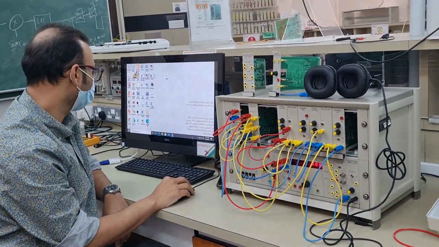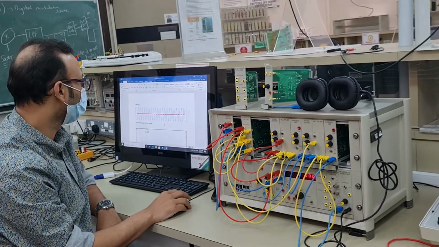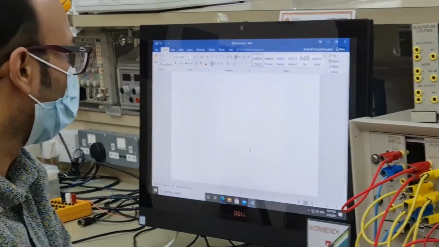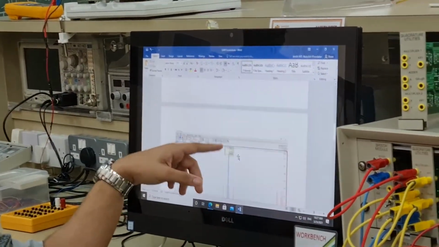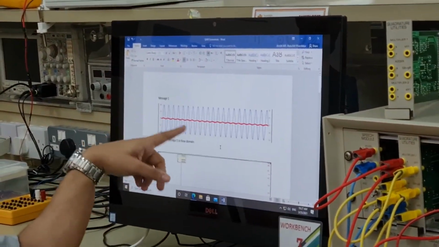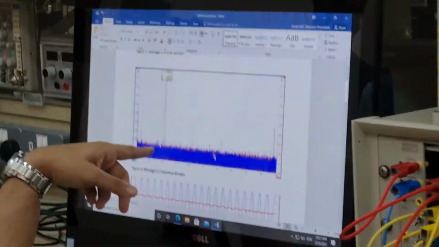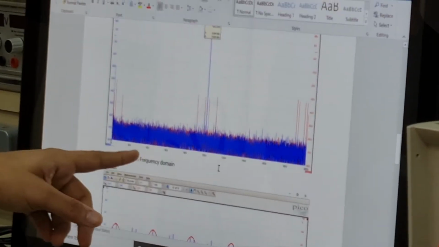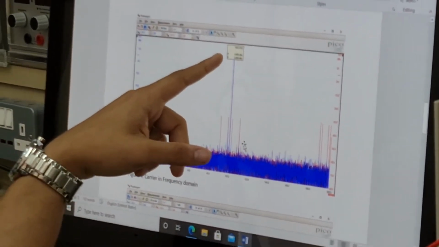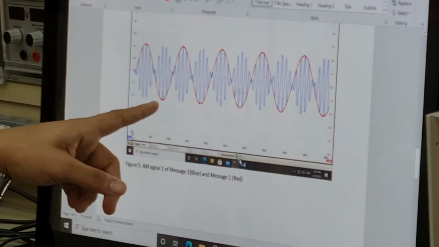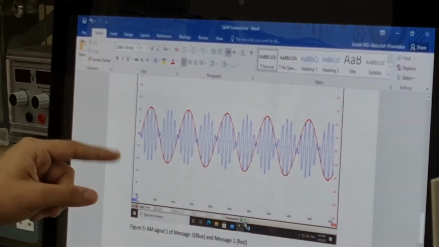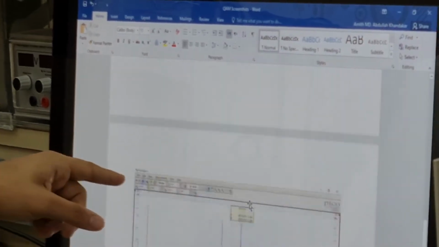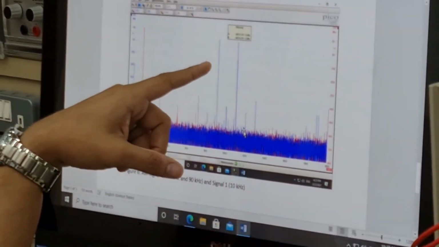Can you kindly tell us how we can record the signal? I did not show you that? I was taking screenshots here. If you look over here, that's message 1 in time domain, message 1 in frequency domain, carrier in time domain, carrier in frequency domain. I put the marker at 100. Then this is AM signal 1. Red is the message and blue is the AM signal, and that's AM in frequency domain.